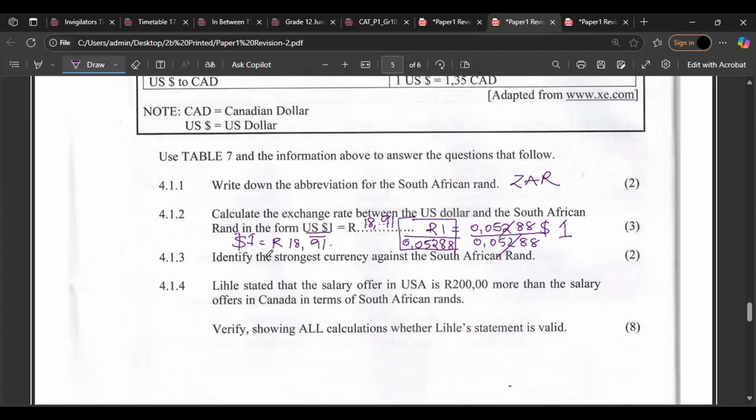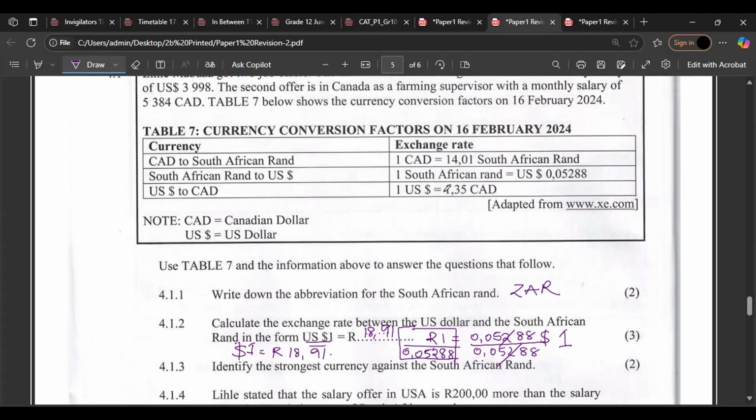Let's continue. Identify the strongest currency. Again, it's the South African Rand. Now, how do we determine the strongest? The currency with the smaller value will always be the strongest. The weakest will be the currency with the bigger value. So let's compare here. Which one is stronger?